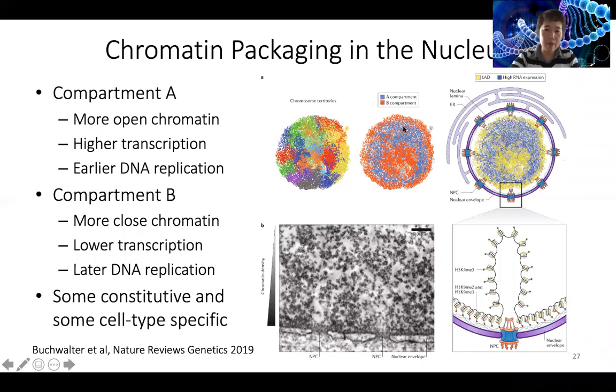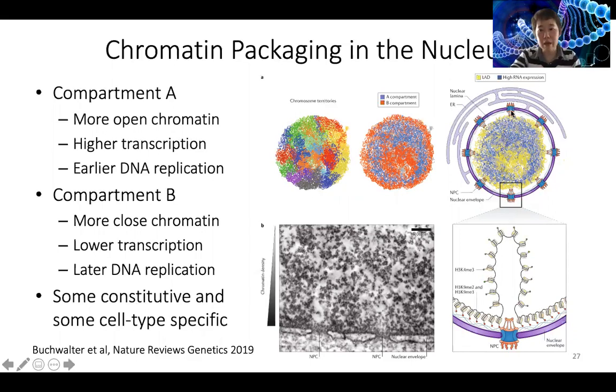At the same time, when you look at how they are packaged within the nucleus, there are compartment B regions, which are in the center of the nucleus and also on the boundary, the nuclear envelope. These regions are usually more closed chromatin. They have lower gene expression, whereas the blue regions are the more active, open chromatin regions, with more gene expression, transcription factor binding, and enrichment.